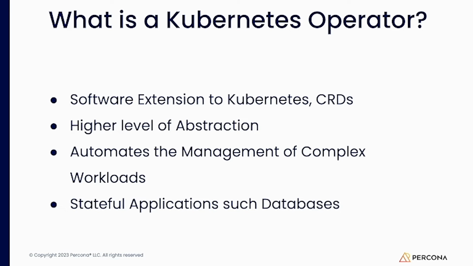An operator is basically an extension for Kubernetes, which has a resource type called a custom resource definition. That custom resource definition represents specific application objects and configuration. The operator is a higher level of abstraction, since you only have to interact with the application, in this case the database, and all the other operational features are already automated.